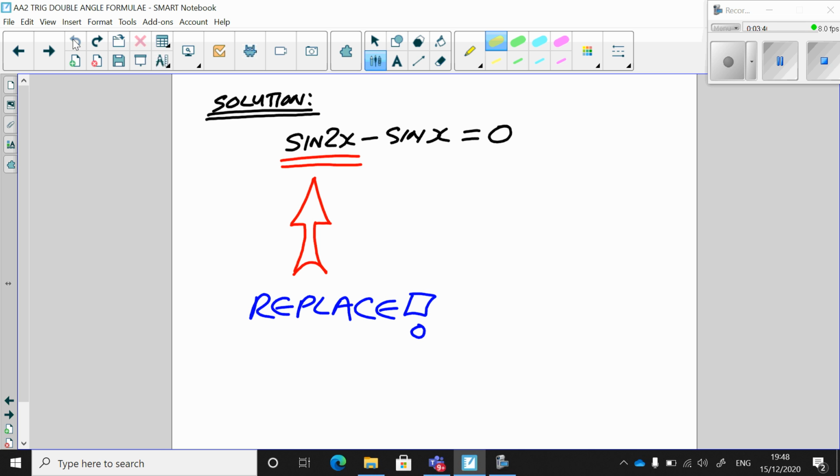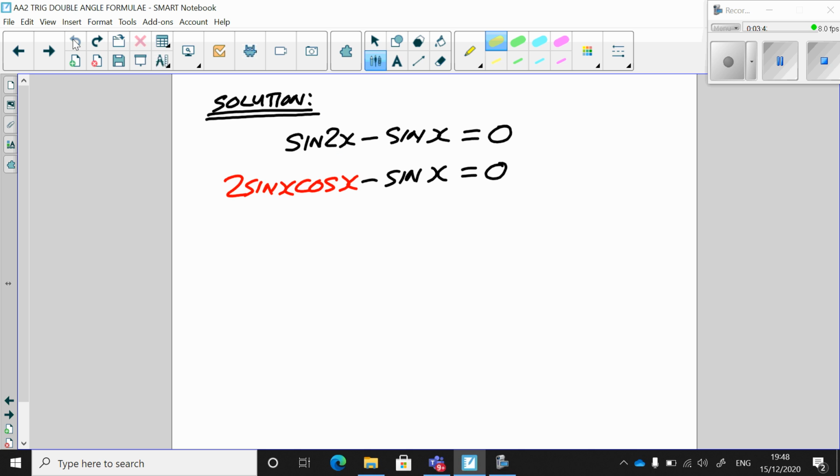But with sine 2x, there's only one replacement that we showed you earlier: 2 sine x cos x. Everything else stays the same in the equation. So that is a straight replacement there. Now we're looking at these two things. That's one thing, that's another thing. Have they got anything in common apart from x's? Yes, they have sine x in common.